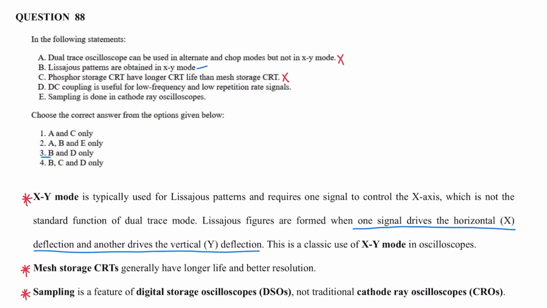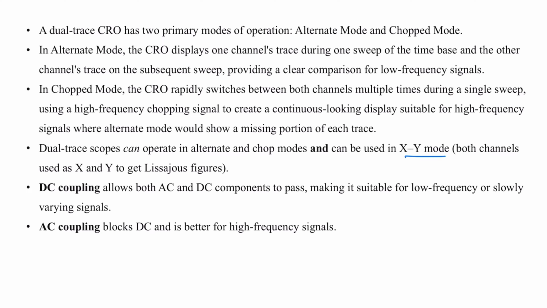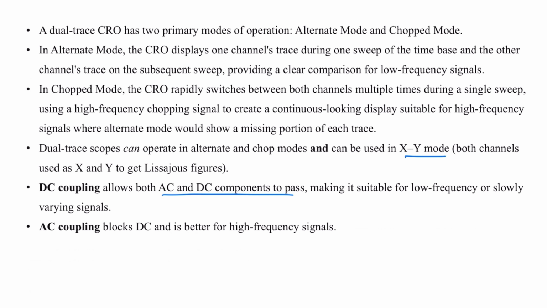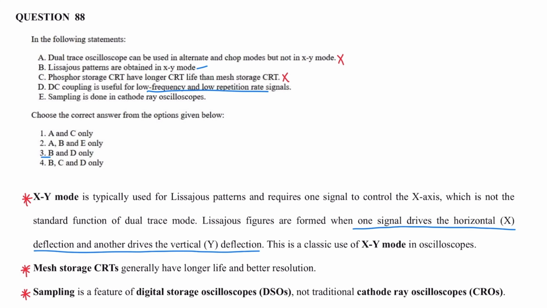Statement D: DC coupling is useful for low frequency and low repetition rate signals. This DC coupling allows both AC and DC components to pass, making it suitable for low frequency and slow varying signals. AC coupling blocks DC and it is better for high frequency signals. Statement D: DC coupling for low frequency or low repetition rate signals, whereas AC coupling is for high frequency signals. Statement D is correct.